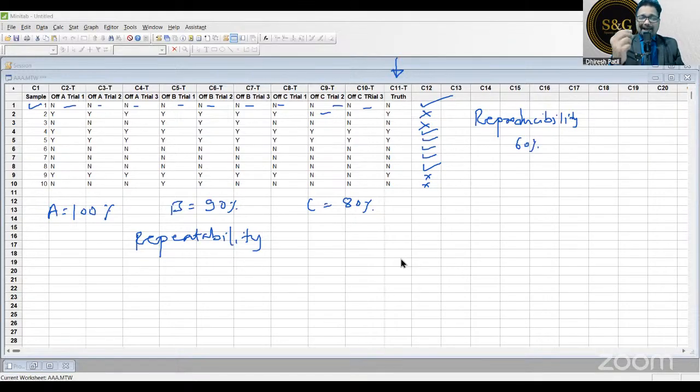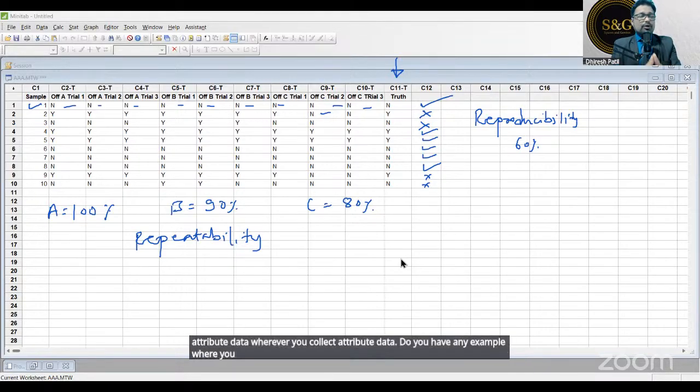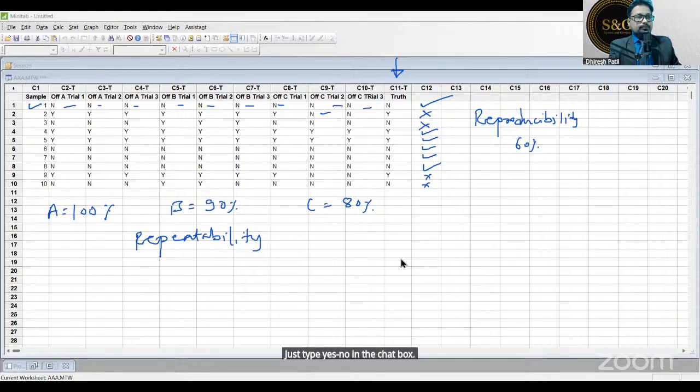Now, tell me, in your case, does anybody in the room have attribute data? Wherever you collect attribute data, do you have any example where you collect it? Just type yes or no in the chat box. Think about it. In your office, in your company, in your organization, in your process, do you have any attribute data collection?